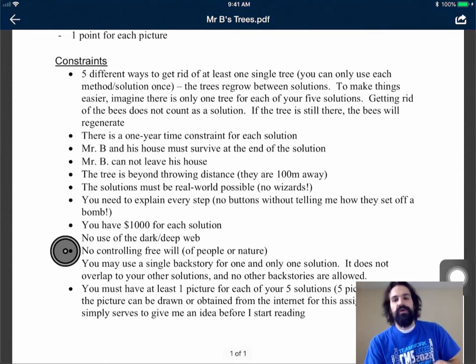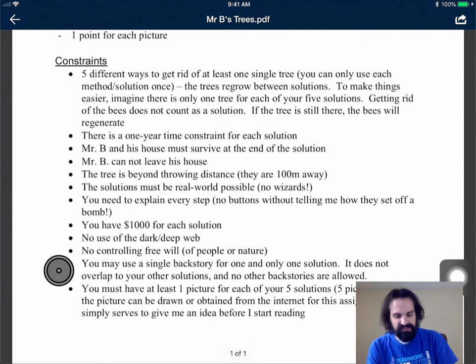So if 50% of the class thinks that, yes, I would do that for that, then that's not controlling free will, because majority rules. They rule in your favor. They agree with you. They say that that's practical.